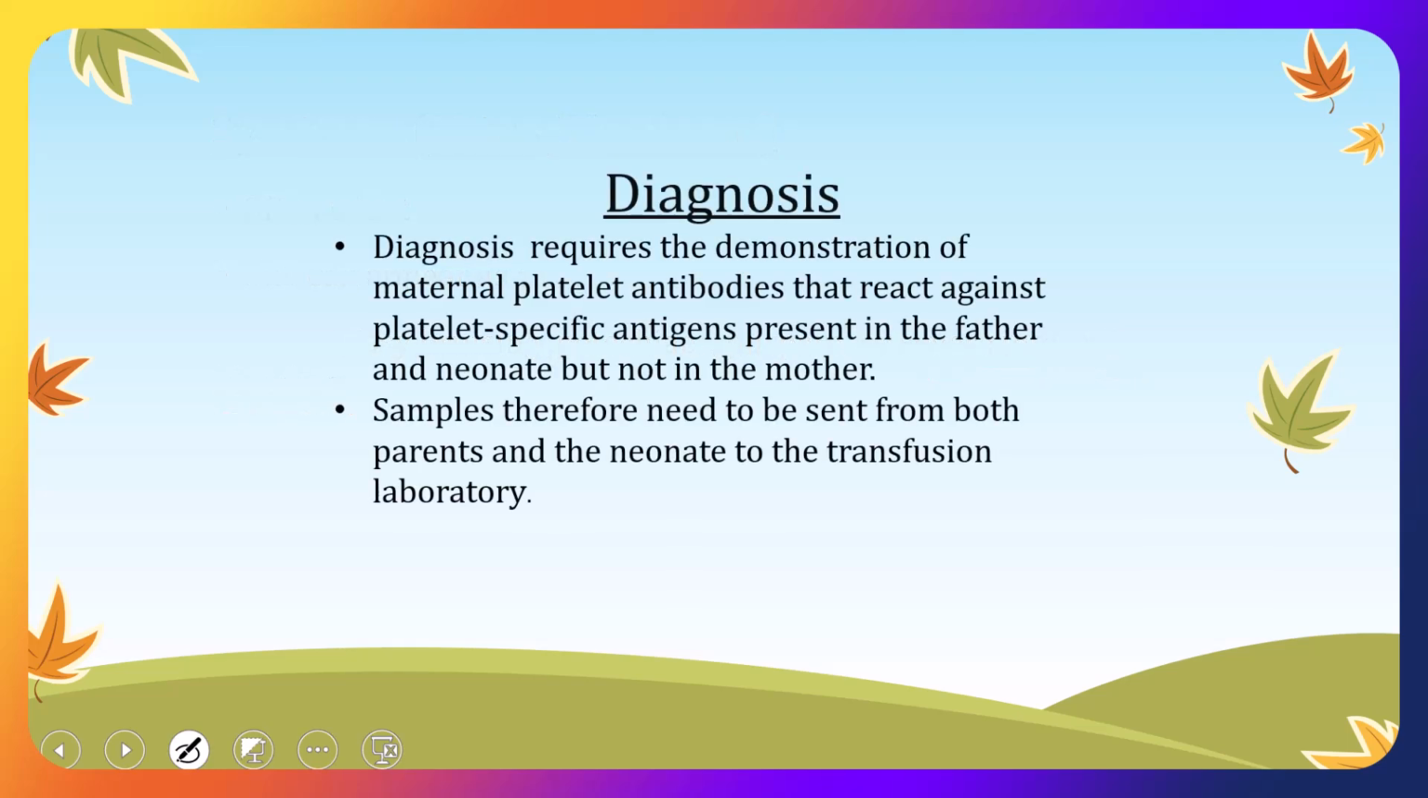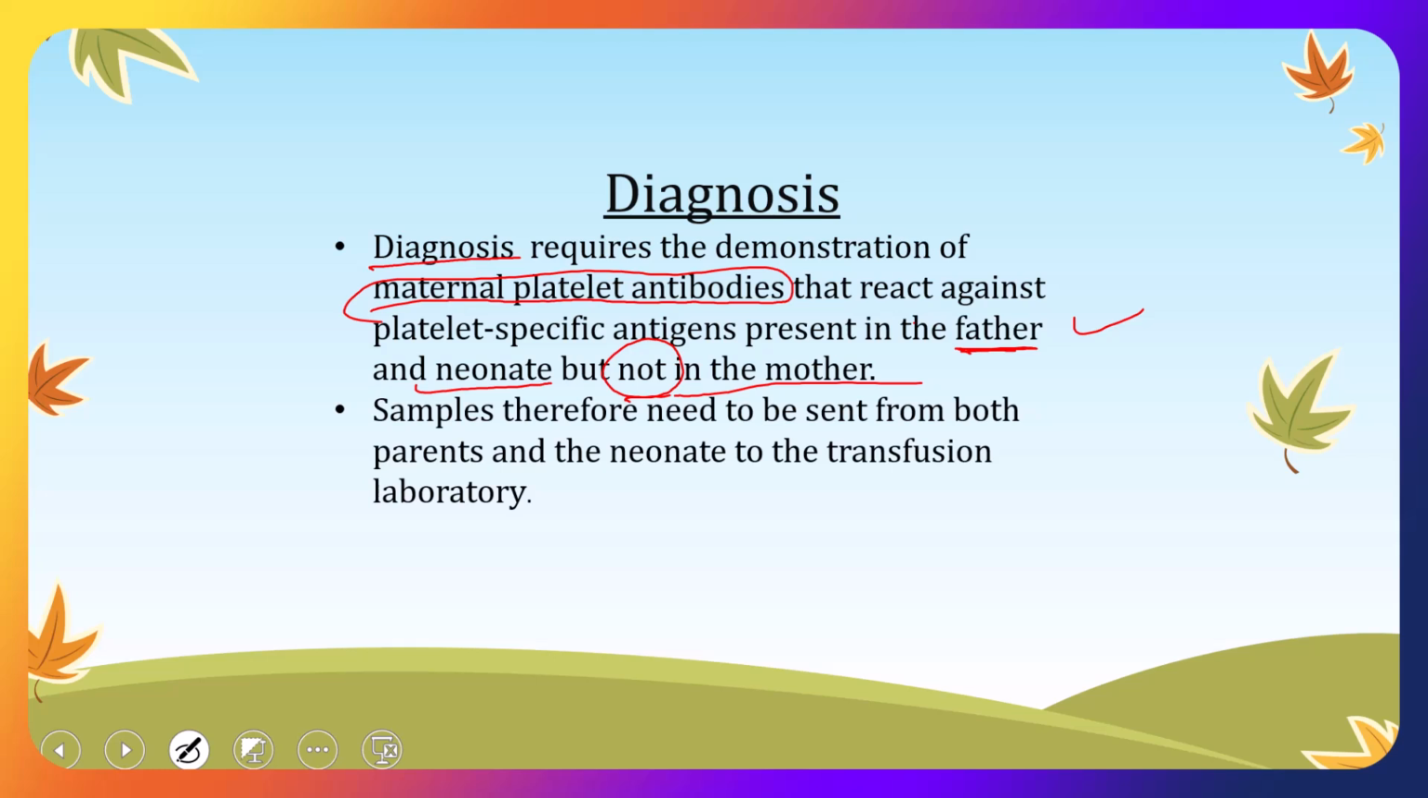So how are you going to diagnose this condition? The diagnosis requires the demonstration of what? Maternal platelet antibodies that react against the platelet-specific antigens present in the father and neonate but not in the mother. So the diagnosis is simple: we have to take 3 types of sample, 1 from the mother, 2nd from the father, and 3rd from the fetus or neonate.